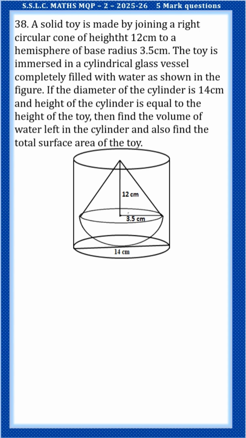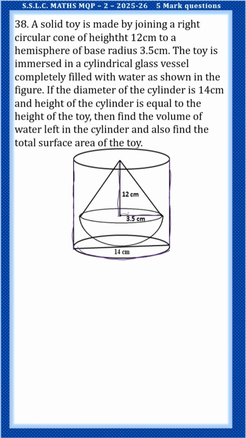Look at the figure. Figure has been given. We need not draw it. 12 cm height and radius 3.5 cm. Here the cone and hemisphere have the same radius 3.5 cm. The toy is immersed in a cylindrical glass vessel. Observe the figure. This is the cylindrical glass vessel. It's completely filled with water as shown in the figure.